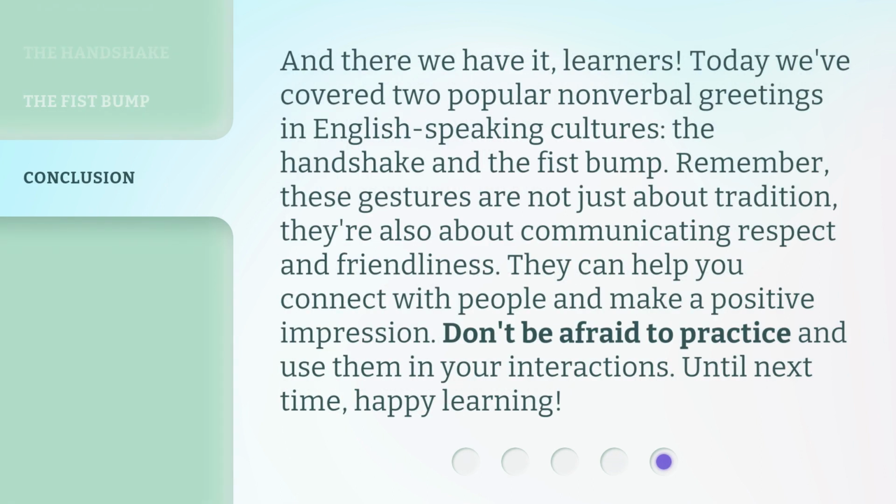And there we have it, learners. Today we've covered two popular nonverbal greetings in English-speaking cultures, the handshake and the fist bump. Remember, these gestures are not just about tradition, they're also about communicating respect and friendliness. They can help you connect with people and make a positive impression. Don't be afraid to practice and use them in your interactions.